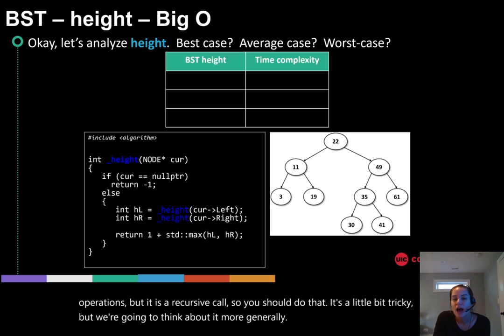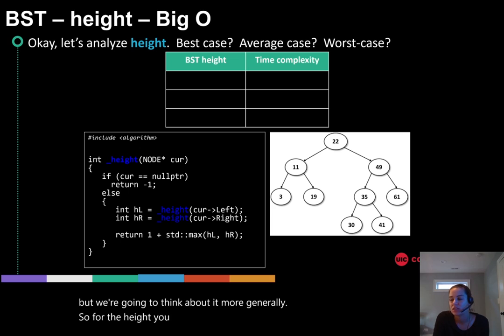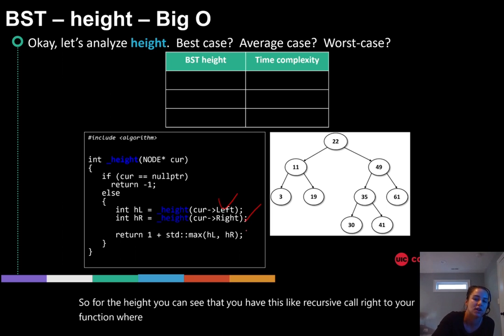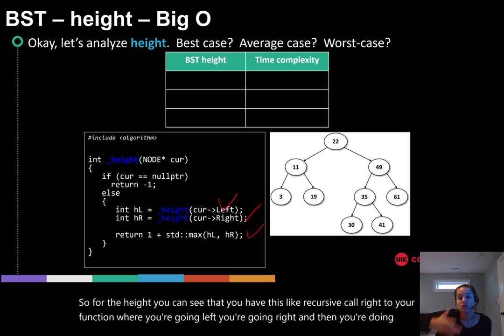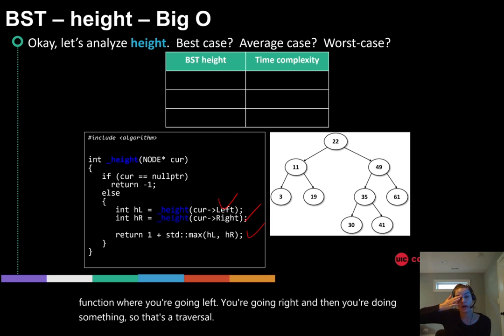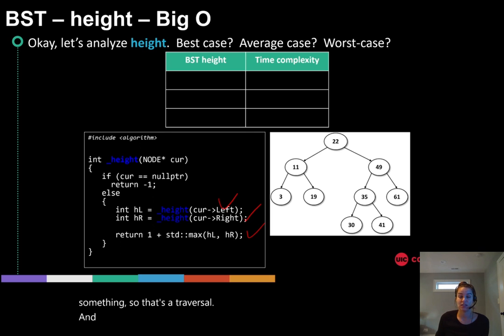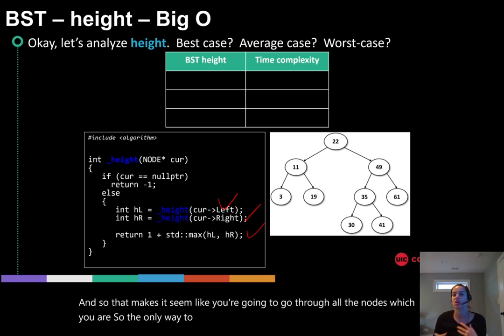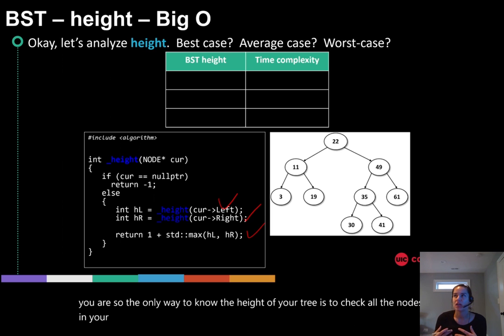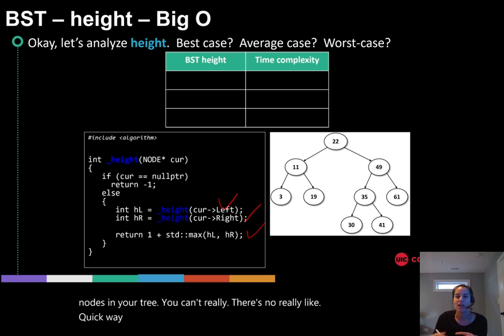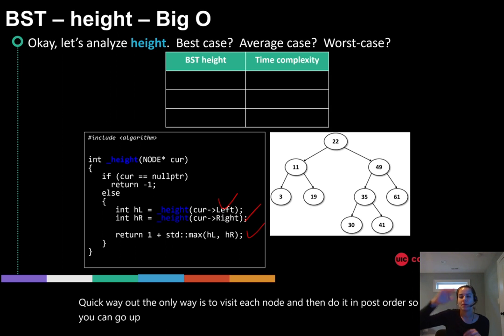For the height, you can see that you have this recursive call to your function where you're going left, you're going right, and then you're doing something. So that's a traversal, and that makes it seem like you're going to go through all the nodes, which you are. The only way to know the height of your tree is to check all the nodes in your tree. There's really no quick way out. The only way is to visit each node and do it in post order, so you can go up and then count up as you go.